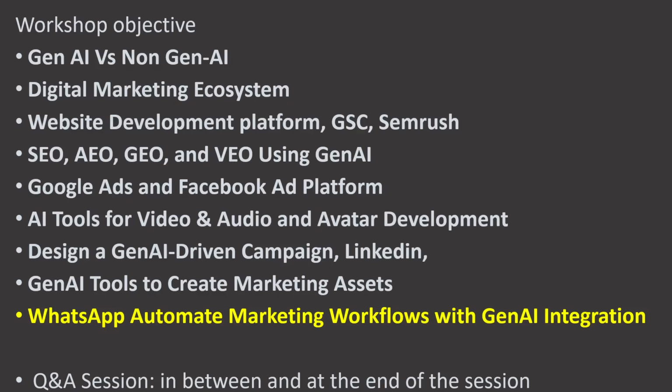I'll start with what is Gen AI and non-Gen AI, what is the digital marketing ecosystem, how quickly you can develop your website, and how you can use your Google Search Console. You can use one AI tool, Semrush, to identify your website performance, whether the website is good or not, and the current trend, which is SEO, search engine optimization, AEO, answer engine optimization, GEO, generative engine optimization, VEO, voice engine optimization using GenAI. Google has launched its AI platform just recently, one week back in India. And this is the right time: if you can learn AEO or GEO, you will be at the front end of GenAI in digital marketing.